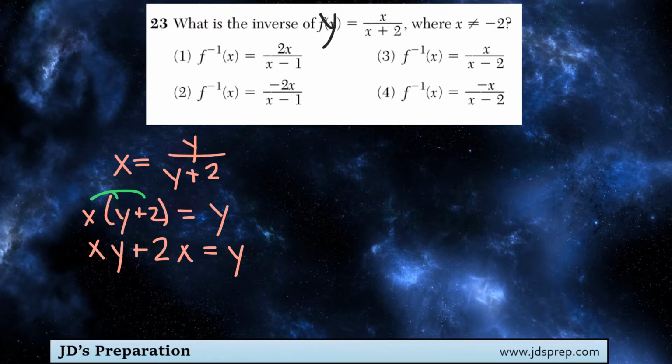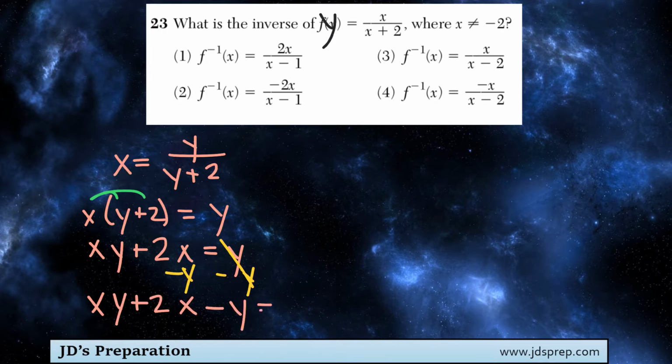Now, to try to isolate y, our strategy here would be to get both of the terms that have a y in it together, and then we can factor it out. So what I'm going to do is take away a y from both sides. And then we would have xy plus 2x minus y equals 0.